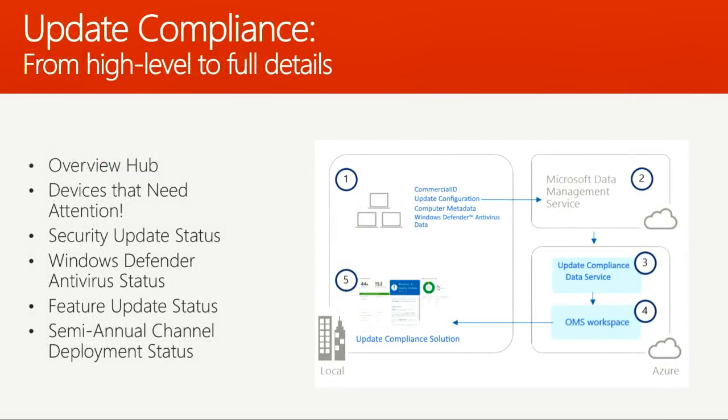Just a quick high-level overview here. As I go into the demo, we'll cover each one of these areas. But it shows what information the client is sending to our cloud. At a very high level, we're getting the commercial ID, which is a unique GUID that we assign for you. You configure your devices, and that information gets sent. We have information on the update configuration about the device, computer metadata, and information on the Windows Defender antivirus data.